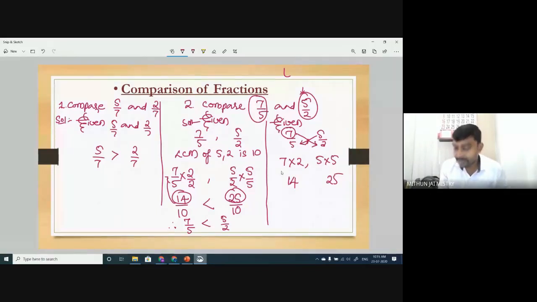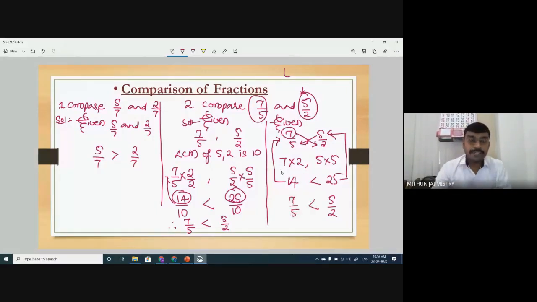Obviously 25 is greater. Now 25 we are getting from whom? We are getting it from 5 by 2, and 14 we are getting from 7 by 5. So who is greater? 5 by 2 is greater. I think you understood how to compare the fractions.